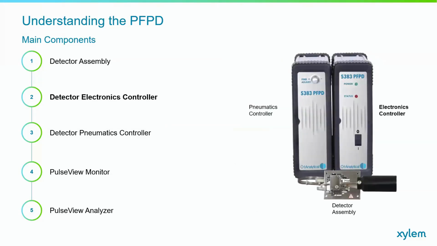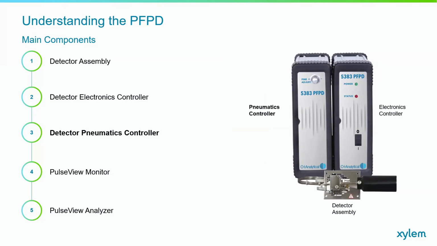And how it controls everything is with these two controllers. So the two controller boxes come with your detector. And on the right, we have our electronics controller. This is going to house the electronics for controlling of the photomultiplier tube voltage, the igniter current, as well as general signal processing.